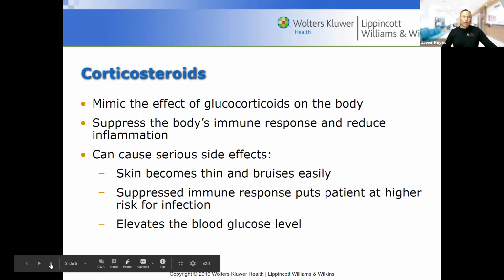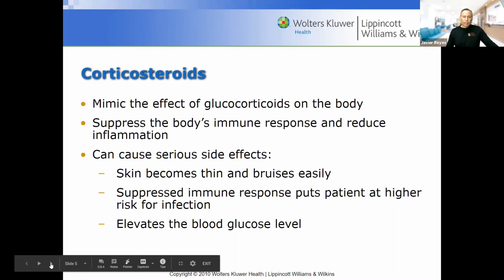So your body produces these, but they're also produced synthetically, right? By chemicals. I guess science has created chemicals that are very similar, and they have the same effect, and they're very, very effective. These corticosteroids are very effective because they work almost exactly like the ones your own body makes. So they mimic or copy the effect of glucocorticoids on the body. They suppress the immune system and reduce inflammation.